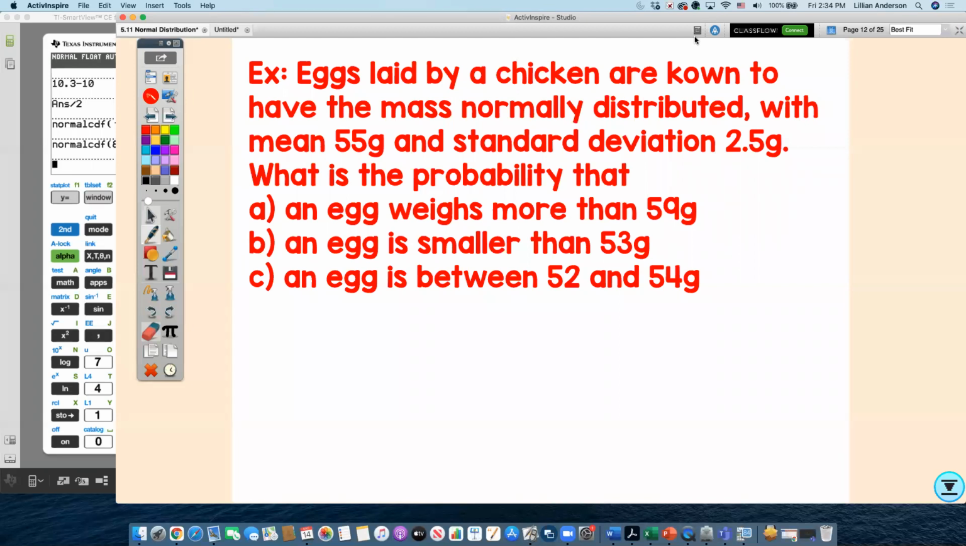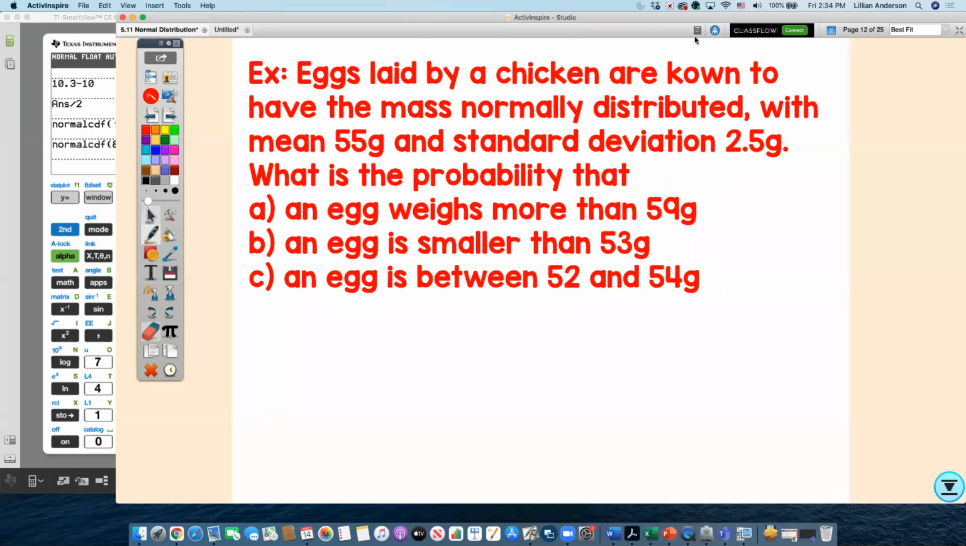Let's look at a real world situation. It says eggs laid by a chicken are known to have a mass normally distributed with a mean of 55 grams and a standard deviation of 2.5 grams. What's the probability that an egg weighs more than 59 grams, smaller than 53 grams, and then between 52 and 54?